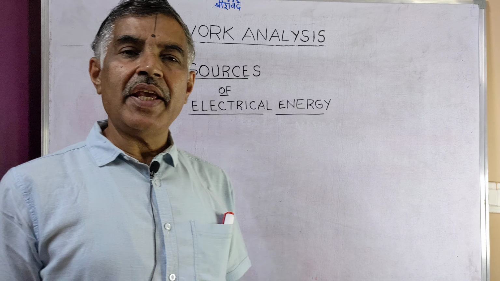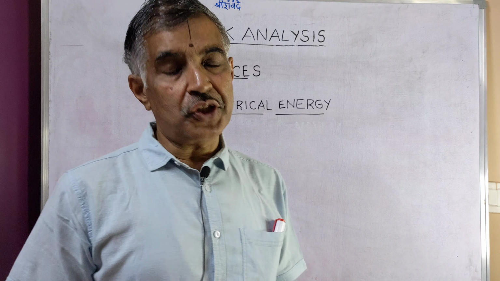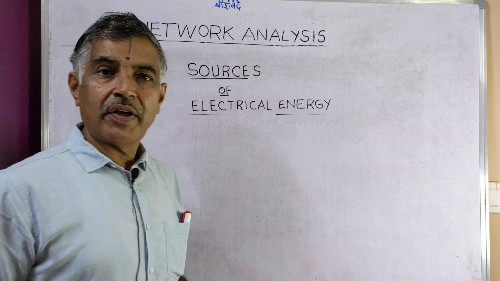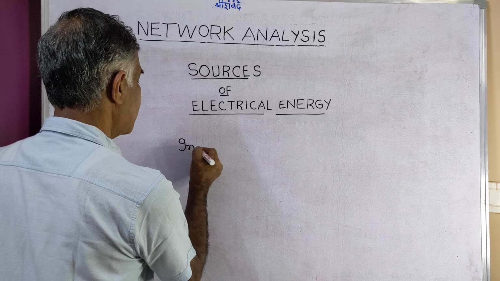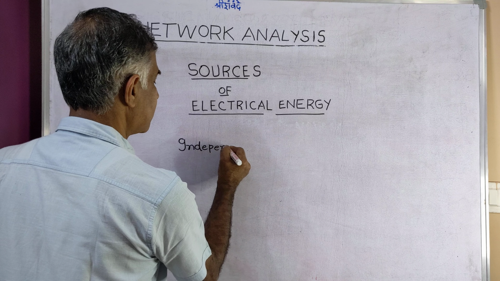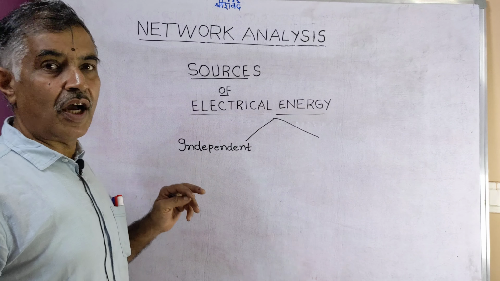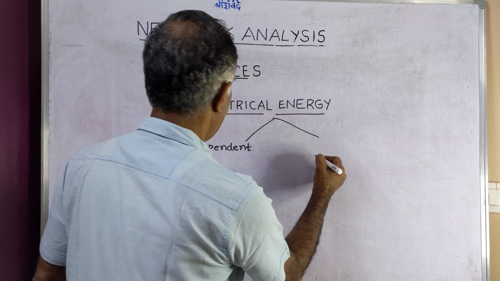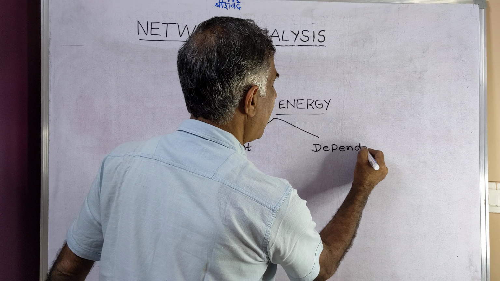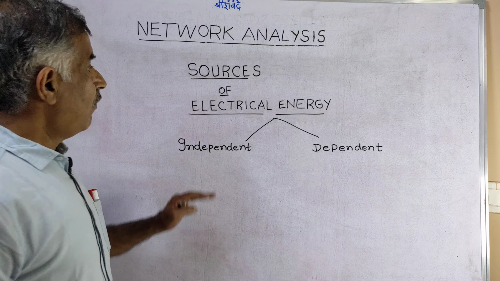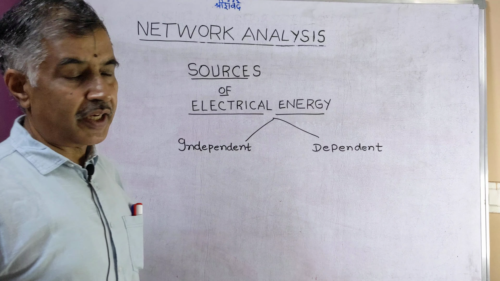So, if you take any electrical energy source, there are two types of energy sources: independent sources and dependent sources. Electrical energy sources are categorized under independent and dependent. First, I will take up independent sources of electrical energy.